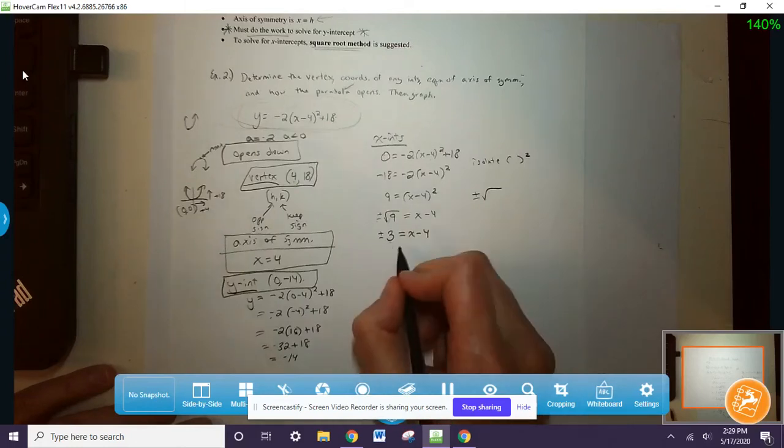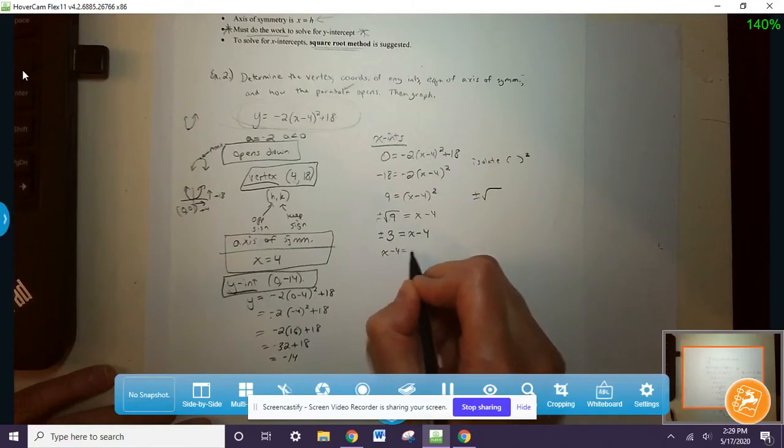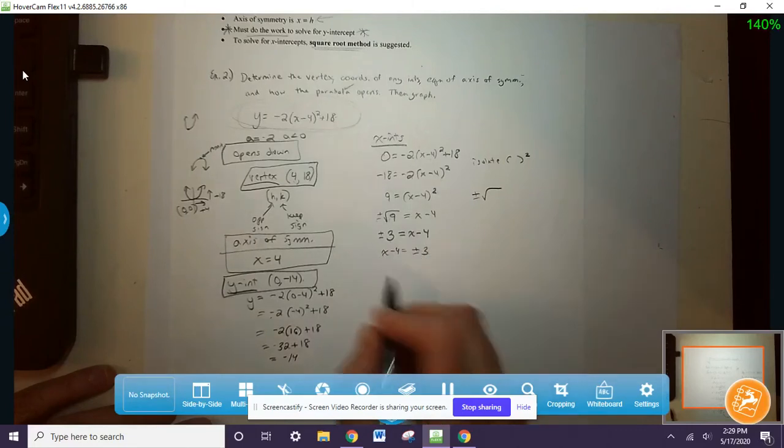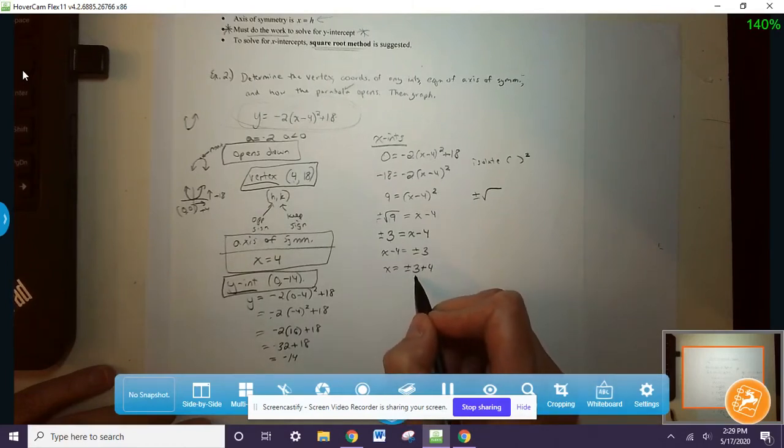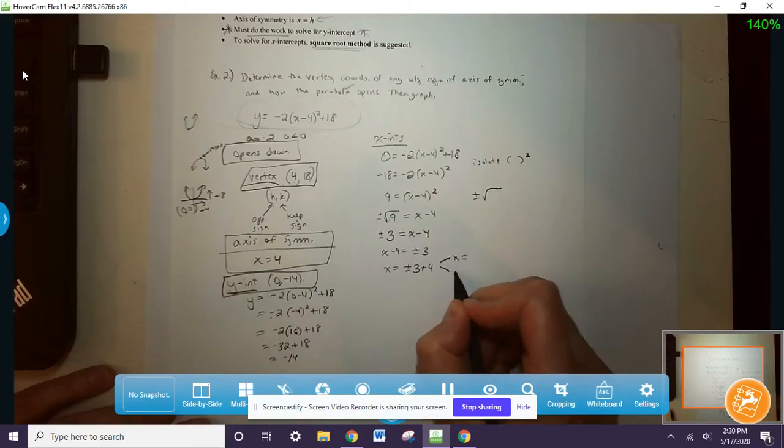And now to finish solving for x, let me switch the two sides. When we solve for x, we're going to add 4 to the other side. This gives us two answers. What are those two answers? It is not 7 and negative 7. 7 is one of the answers. Negative 7 is not the other.